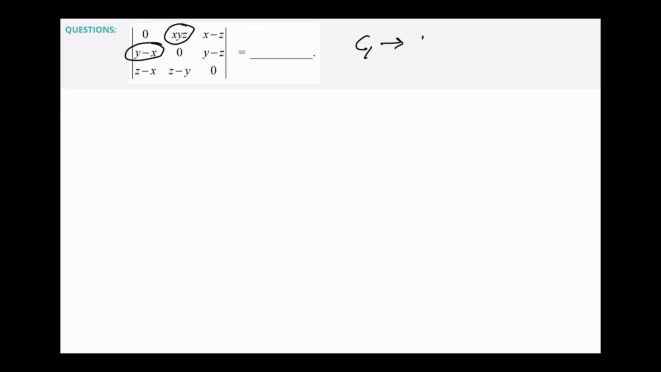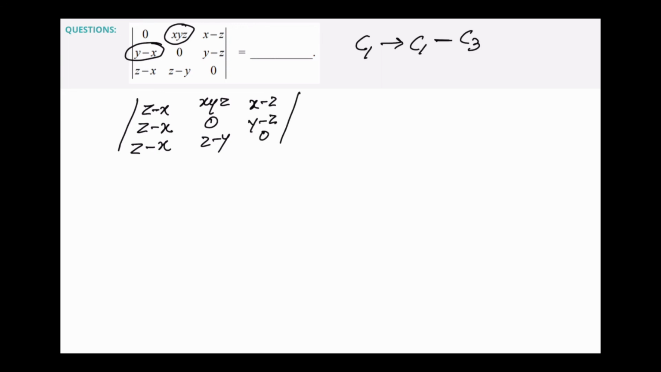Let's start with C1 equals column 1 minus column 3. The moment I do this, what will happen? I'll get here Z minus X, here also Z minus X, because if I subtract the first and the third, I'll be able to generate Z minus X everywhere. X, Y, Z, 0; Z minus Y, X minus Z; Y minus Z and 0. Now I'll just take it out common. So Z minus X, you take it out common. So 1, 1, 1, X, Y, Z, 0, Z minus Y, X minus Z, Y minus Z and 0.